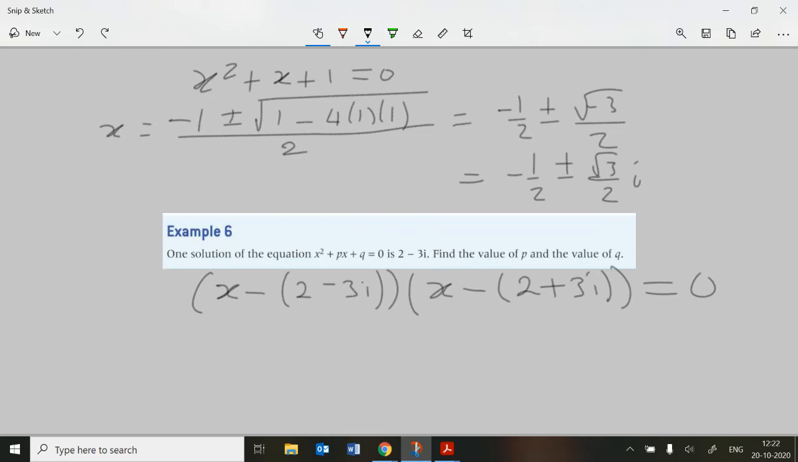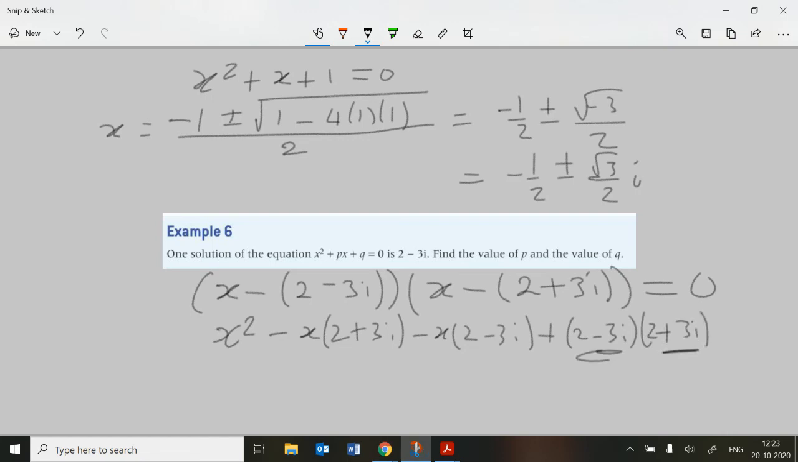those two expressions. So we've got here x squared, x times x, we've got x times this, so we're getting minus x(2 plus 3i), and we're getting x times this, which is minus x(2 minus 3i), and then of course we're getting this times this as well, so we're getting there plus (2 minus 3i)(2 plus 3i). And you'll notice here that this is the complex conjugate of this, so your imaginary parts are going to disappear. Now, we can still say that's equal to 0. Frankly, it's just this thing here, really, which is the same.